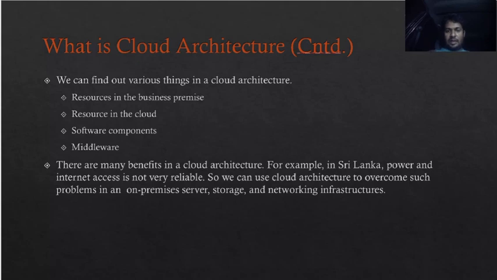We can find various things in a cloud architecture, such as resources on the premises, such as computers, resources in the cloud, such as Azure resources, software components, middleware, and like that. There are many benefits in cloud architecture, such as if we had a power cut in Sri Lanka, we would be unable to provide services in a client-server architecture. So we can move that into the cloud and it will still be functioning.